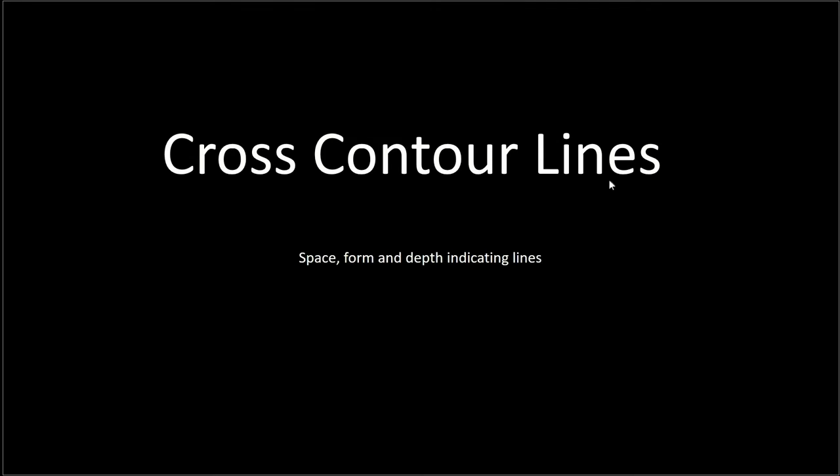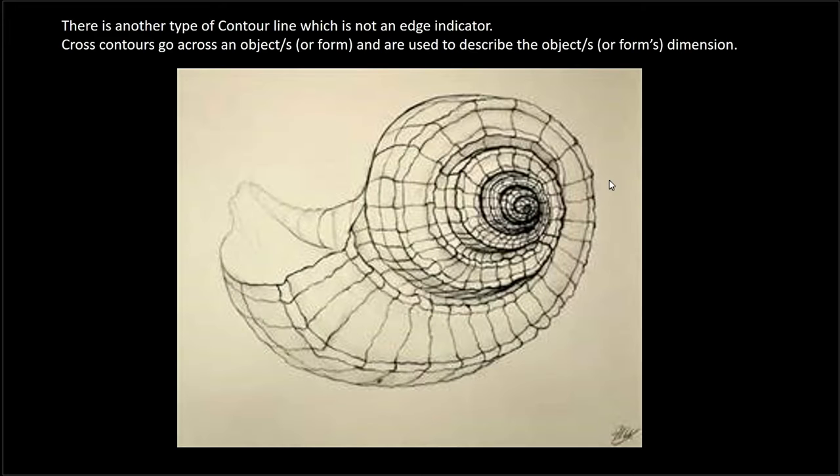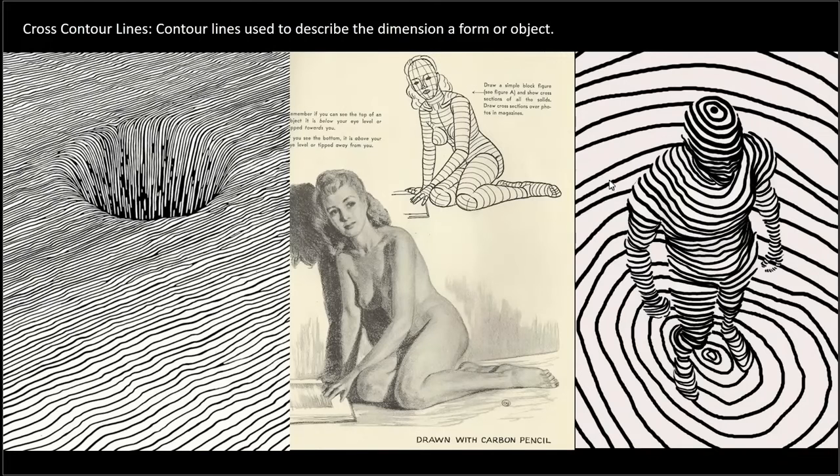But this is space and form and depth indicating lines. So contour line that's not an edge indicator, cross contours go across the form and are used to describe the object's form or dimension. So they'll start to feel much more three-dimensional because of uses of cross contour lines. Contour lines used to describe dimension on a form or an object, and here you can see it's almost like you see this in a striped suit, and it feels really physical.